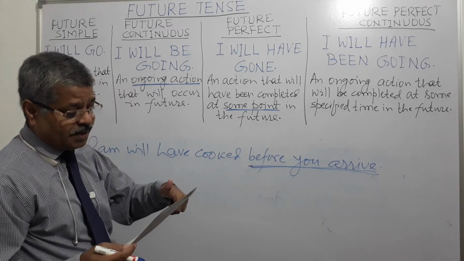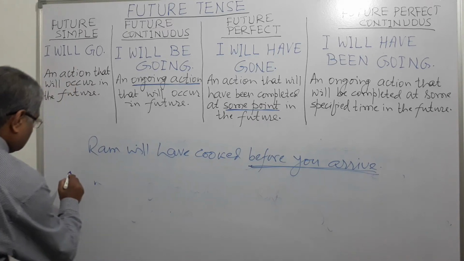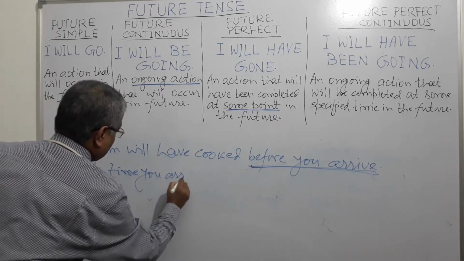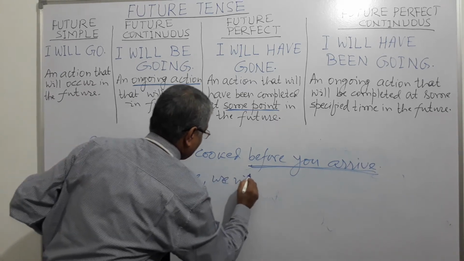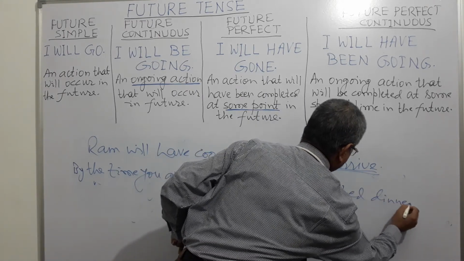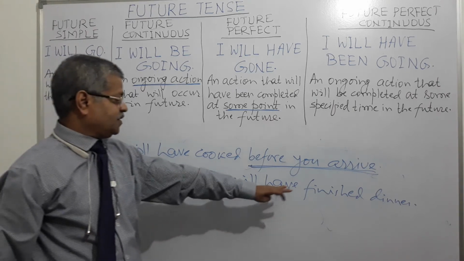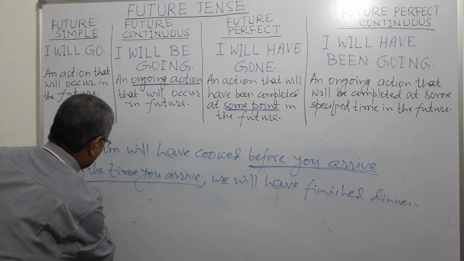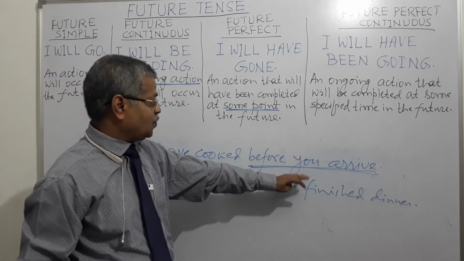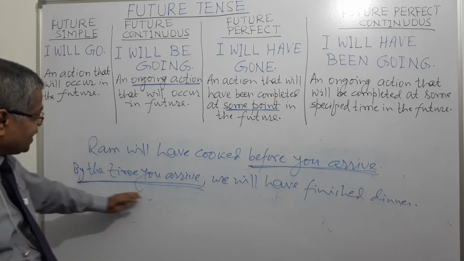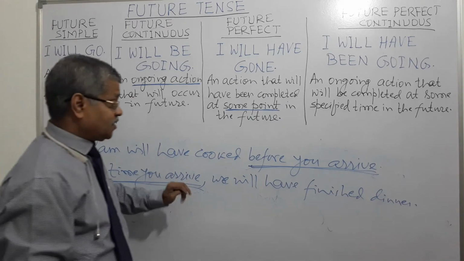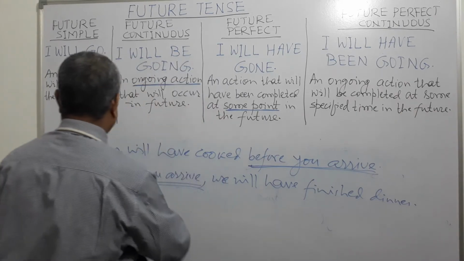So another sentence could be: by the time you arrive, we will have finished dinner. So this is the point in future, right? Ram will have cooked before you arrive. By the time you arrive, we will have finished dinner. So by the time you arrive is a point in the future expressed by this particular sentence, right?